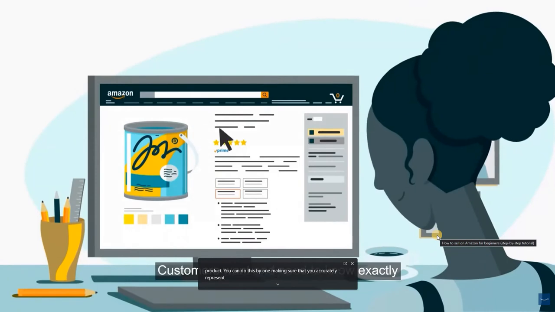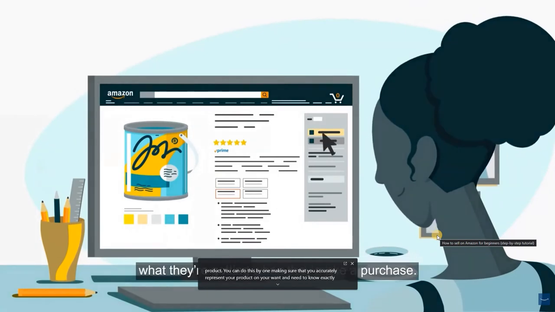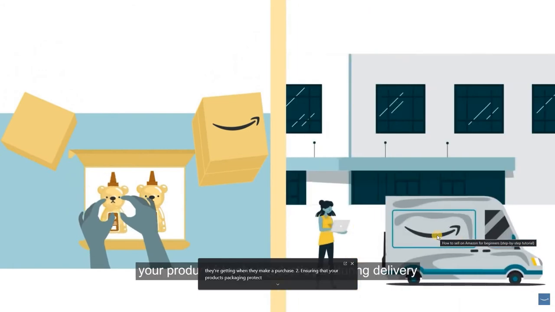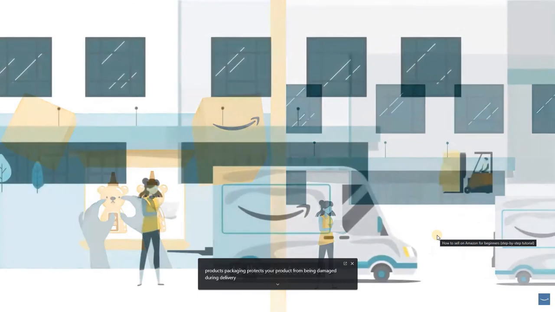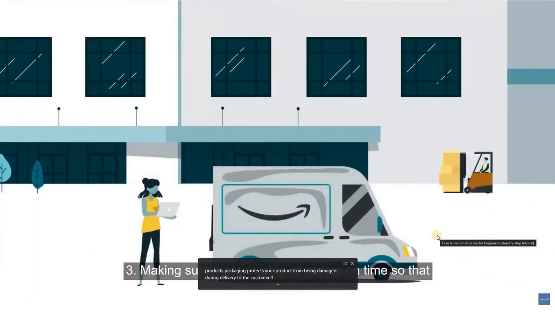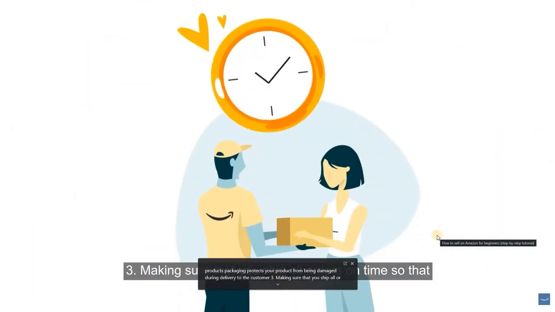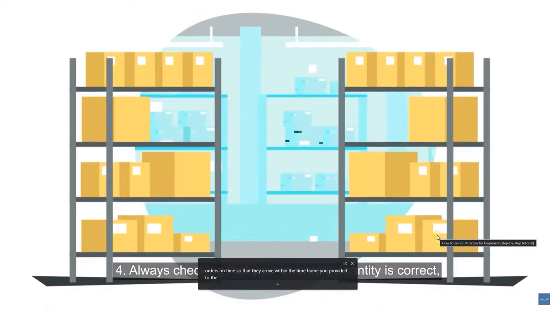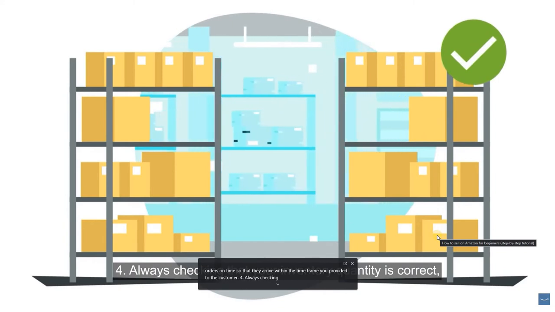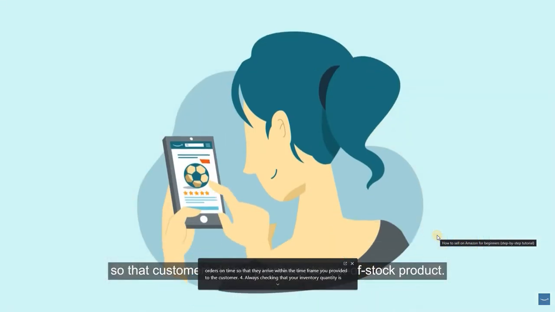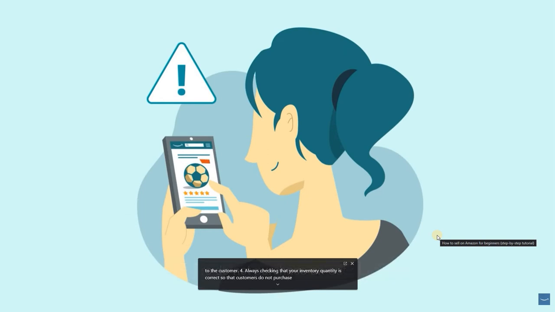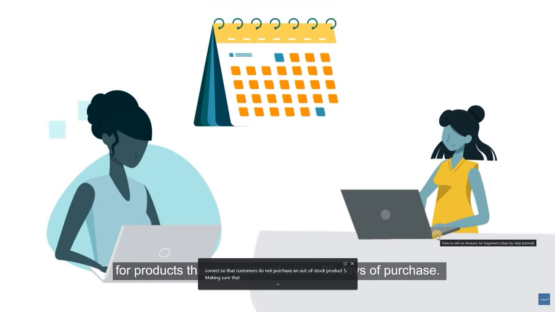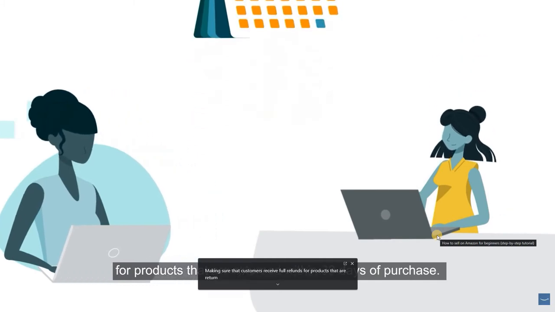Customers want and need to know exactly what they're getting when they make a purchase. 2. Ensuring that your product's packaging protects your product from being damaged during delivery to the customer. 3. Making sure that you ship all orders on time so that they arrive within the time frame you provided to the customer. 4. Always checking that your inventory quantity is correct so that customers do not purchase an out-of-stock product. 5. Making sure that customers receive full refunds for products that are returned within 30 days of purchase.